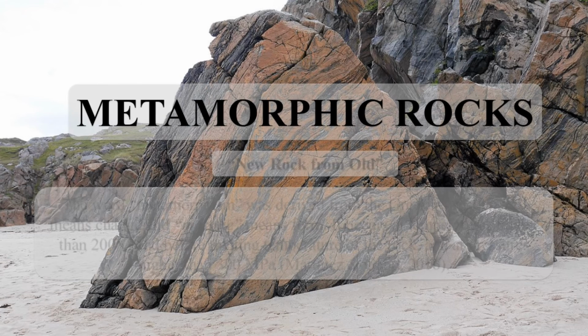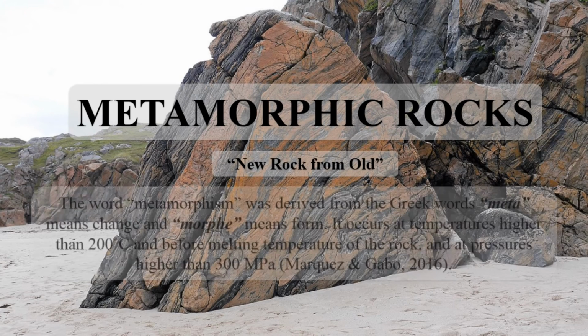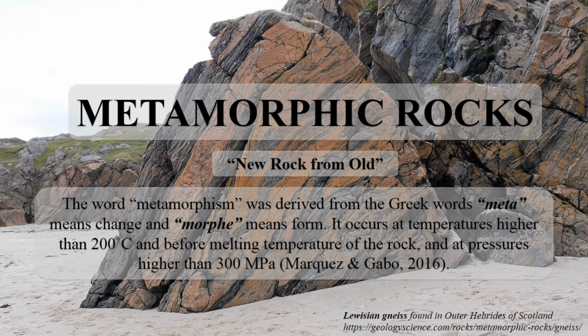The third main type of rocks are the metamorphic rocks. This type of rock is a new rock that is formed from old ones. The word metamorphism was derived from the Greek words meta, which means change, and morphe, which means form. It occurs at temperatures higher than 200 degrees Celsius and before the melting point of the rock, and at pressures higher than 300 MPa or megapascal pressure unit. The picture behind is an example of Lewisian gneiss, which is found in the Outer Hebrides of Scotland.